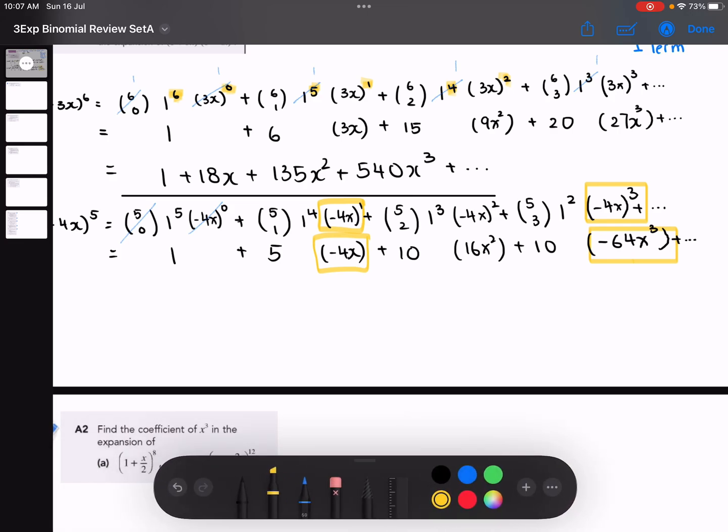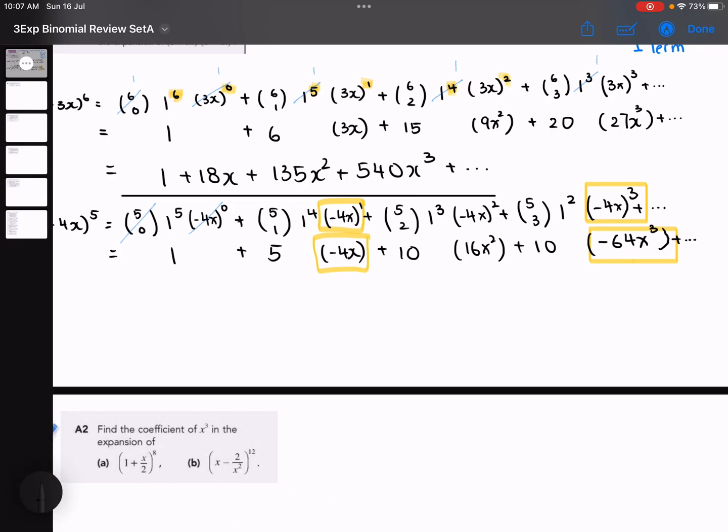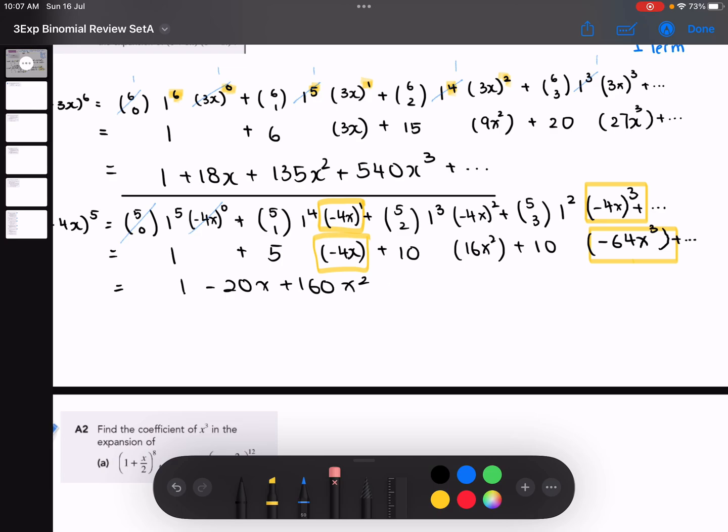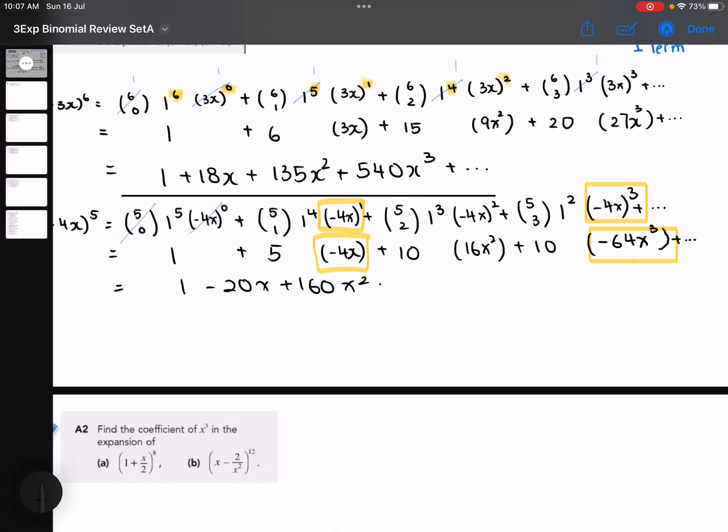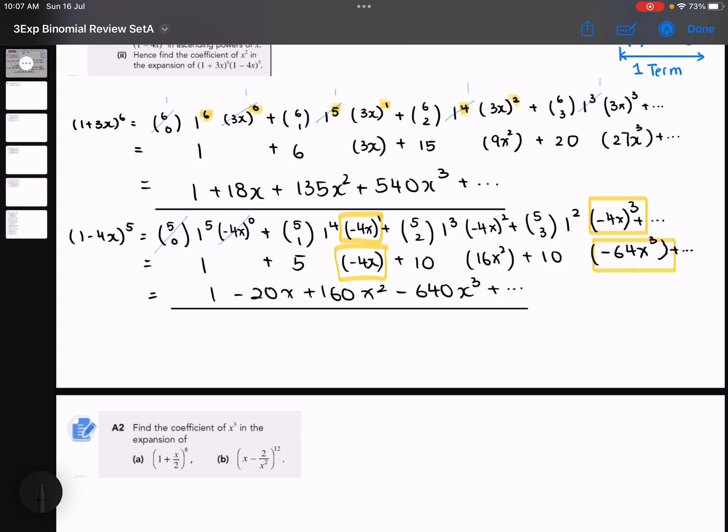Now, next, we merge them. As I merge them, I will compress them together already, because it's my final answer. Oops, minus. Okay, so that's the basic of binomial.